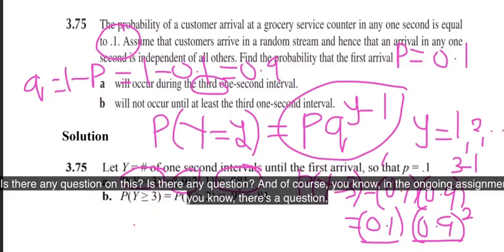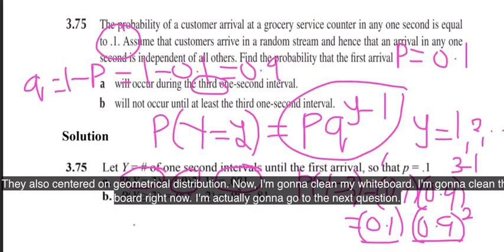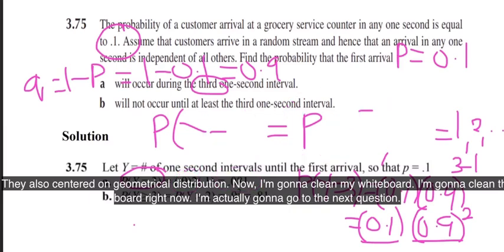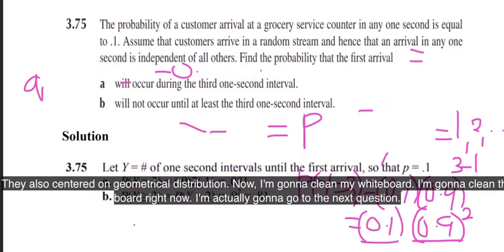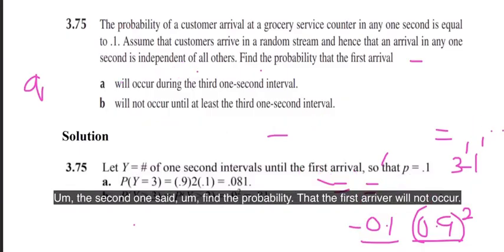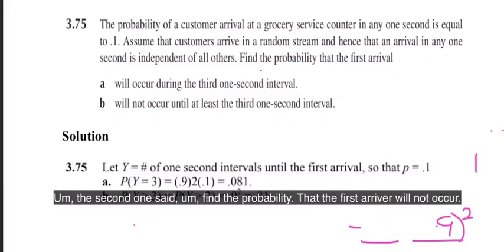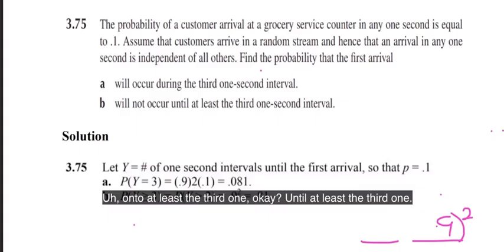And of course, in the ongoing assignment, there's a question that is also centered on the geometric distribution. Now, I'm going to clean my whiteboard and go to the next question. The second one says, find the probability that the first arrival will not occur until at least the third one.